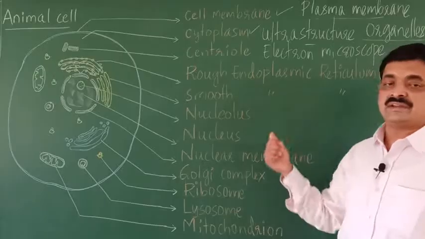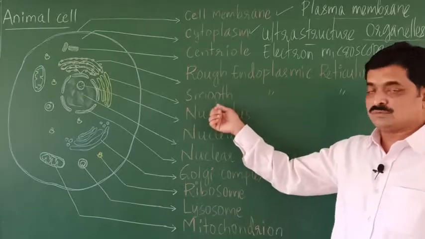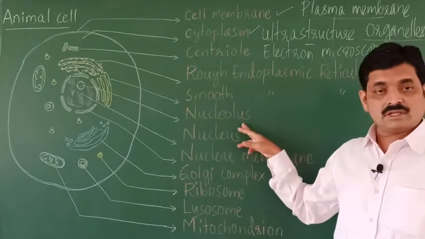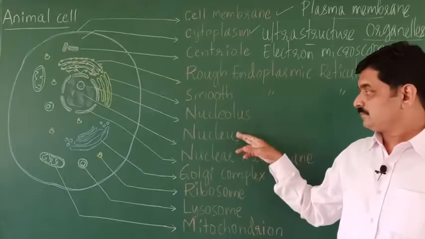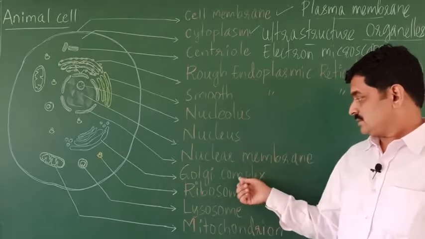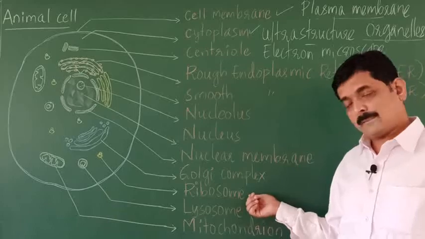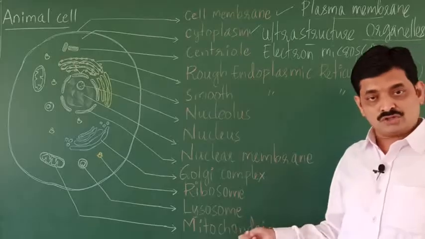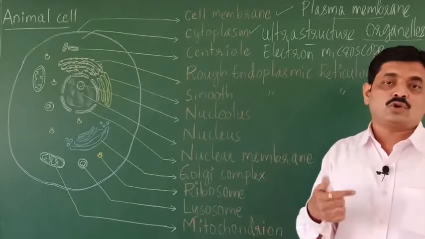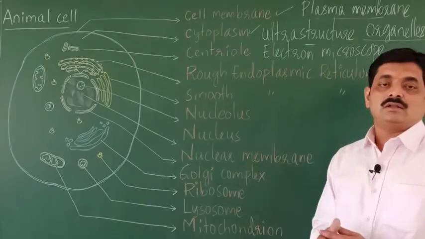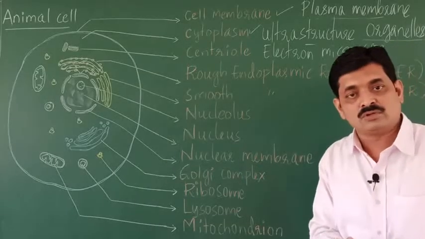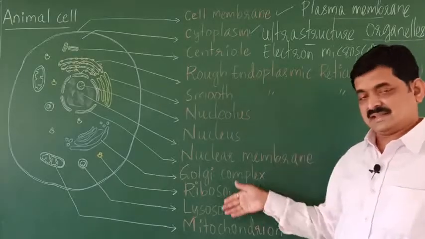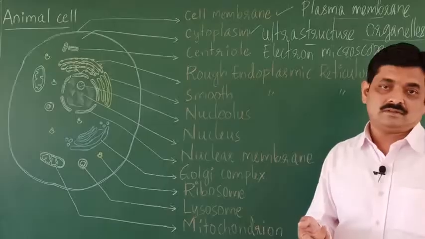Now, this endoplasmic reticulum is classified as rough and smooth, which we shall consider after some time. Then nucleolus, the nucleus, Golgi complex, ribosome, lysosome, mitochondrion, plural mitochondria. So these are all organelles which are found in the cytoplasm of an animal cell. These are various examples of organelles.